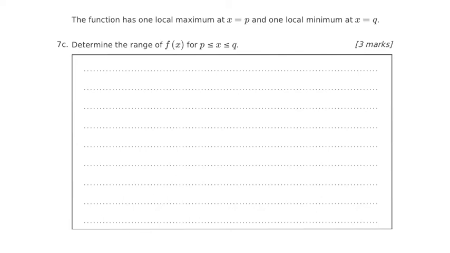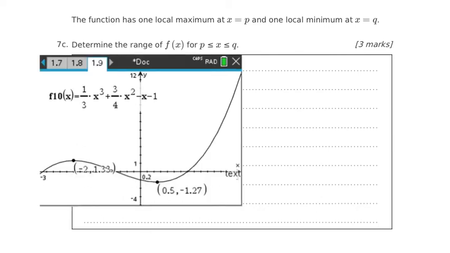7c, determine the range for x between p and q. In other words, you're being asked to find the maximum, find the minimum, and say what the range is between them. Use your GDC, draw the graph, find the maximum and minimum. There is the graph drawn, and you can see that the maximum is at 1.33 and the minimum is at -1.27. So the range of values is x is between 1.33 and -1.27.